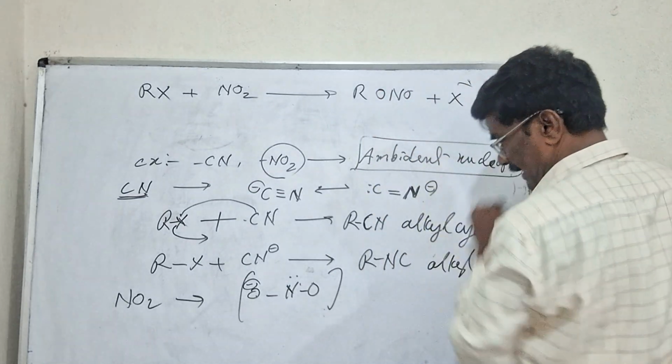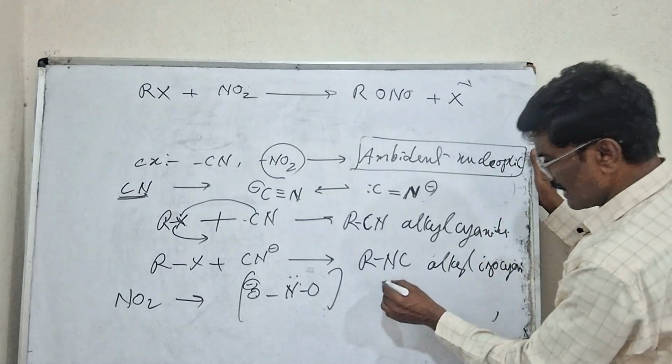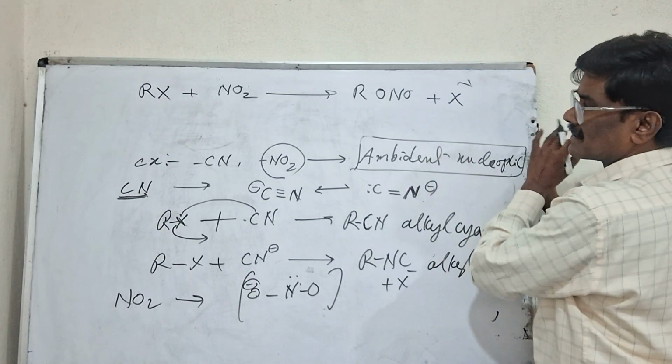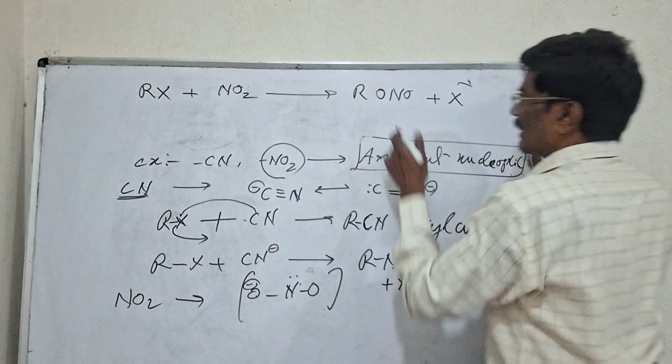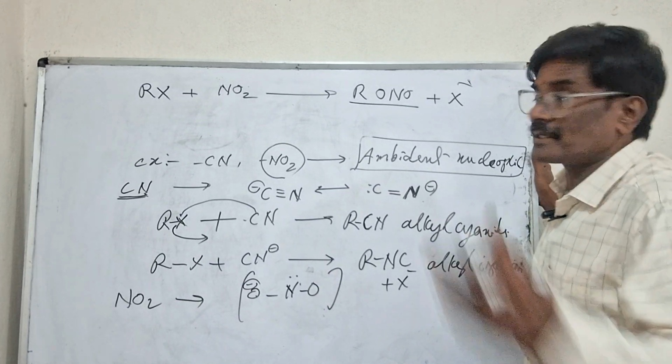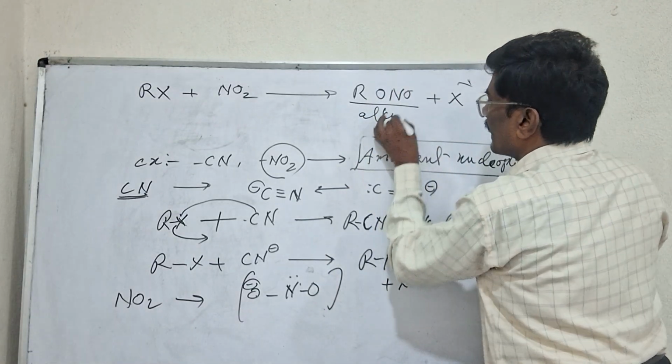X comes out as a negative. Here also the other product is X minus. Here also X minus. Here oxygen is attacking. Then what is the product name? Alkyl nitrite.